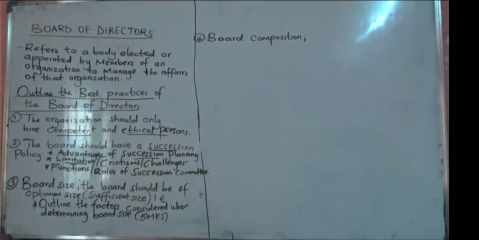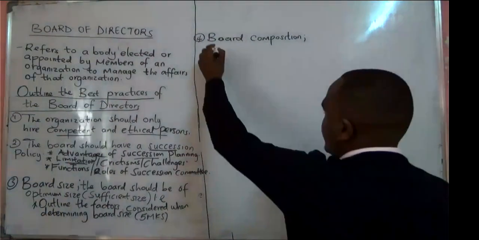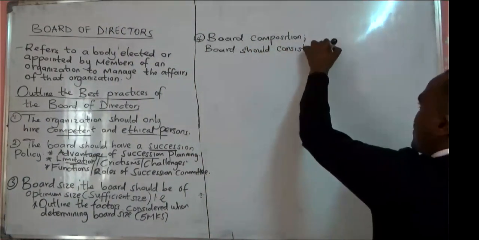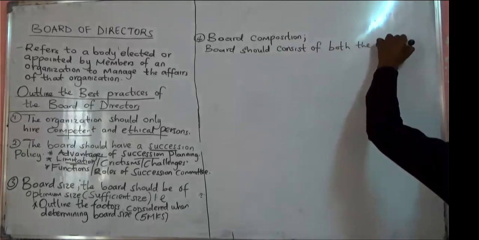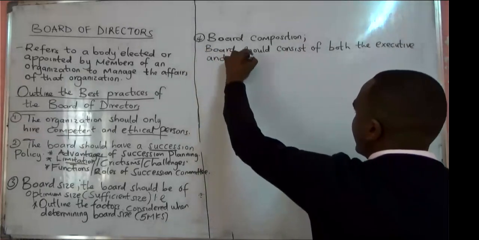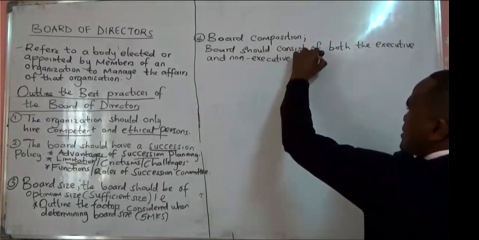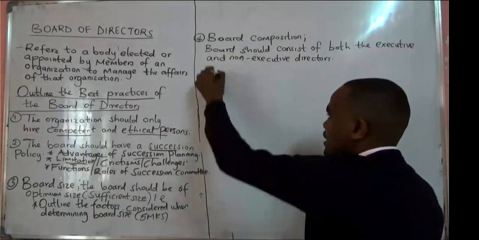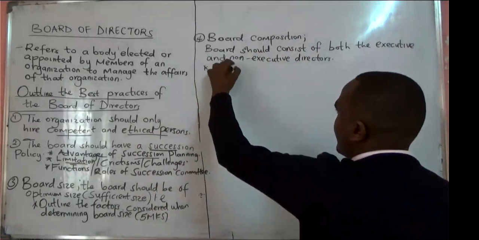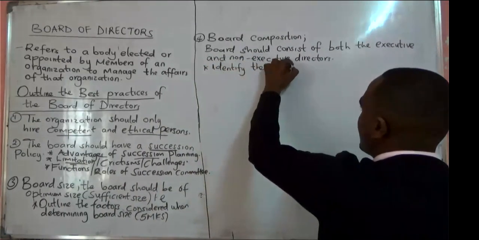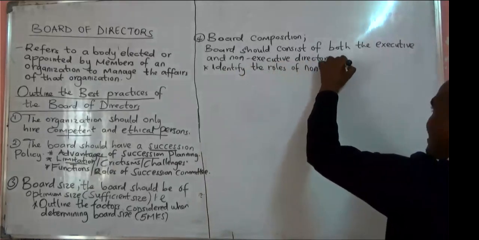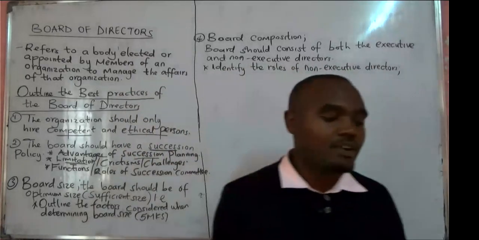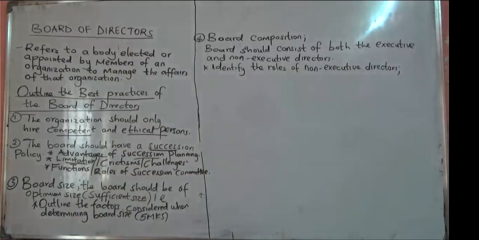At your free time, you can just basically talk of it. So we are saying that the board should consist of both executive and non-executive directors. Executive directors are directors that are involved in the day-to-day running of the organization. What are some of the questions that we can get from this point? One, identify the roles of non-executive directors. In one of the past papers, the examiner asked you to justify the reasons for non-executive directors.